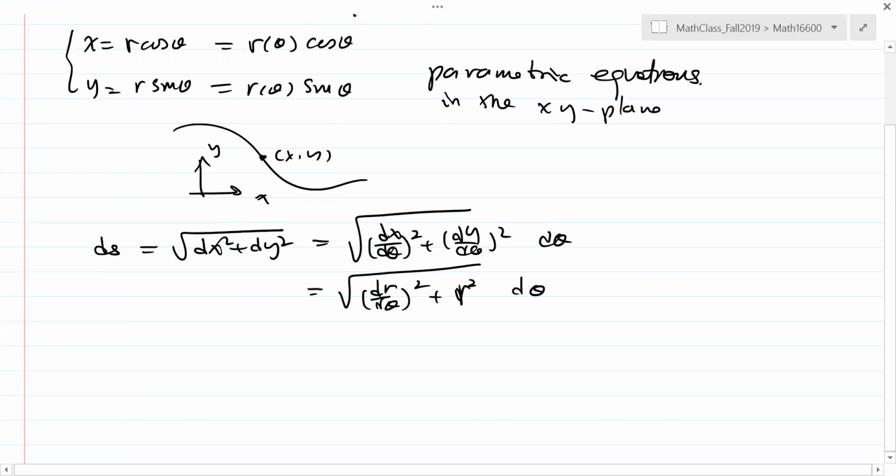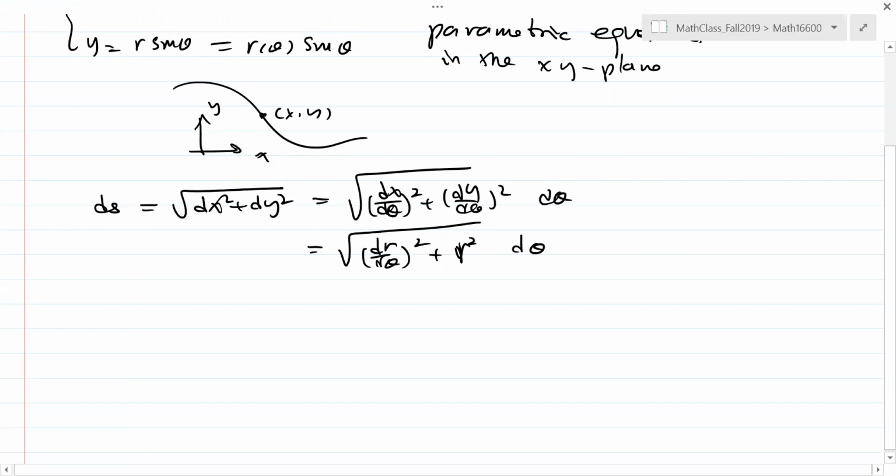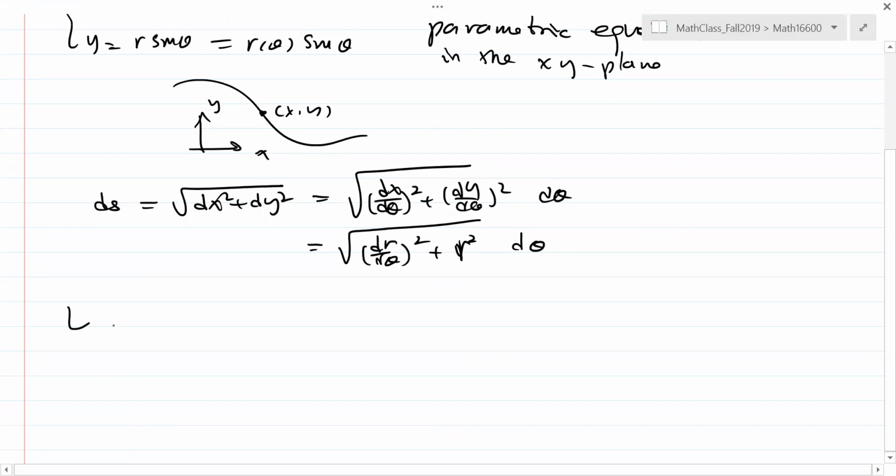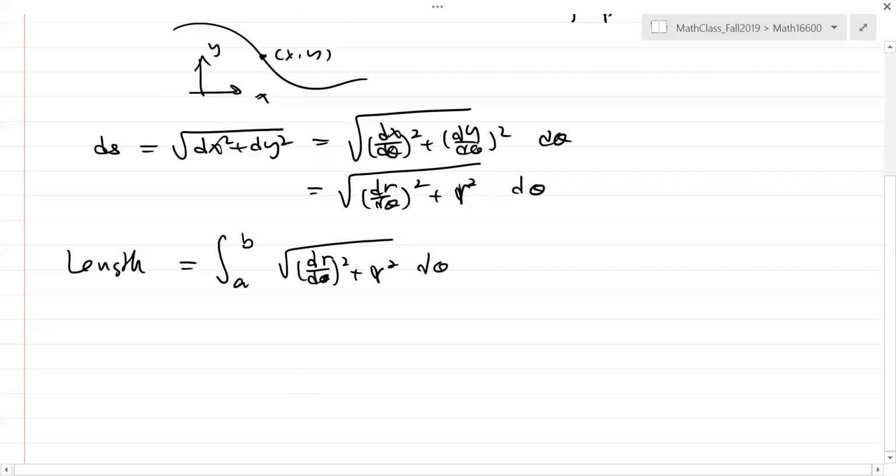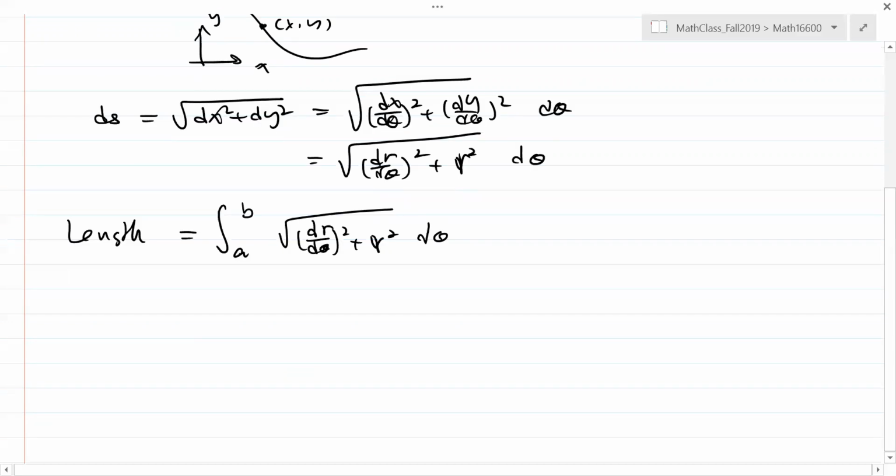So the length of a curve is going to be the integral, with theta between a and b, and you just evaluate this integral. Okay, so we can talk about the integral for the area of the surface later. But the idea is similar. As long as we get the parametric equations, you can solve the problem. Okay, all right. So let's take a look at an example.